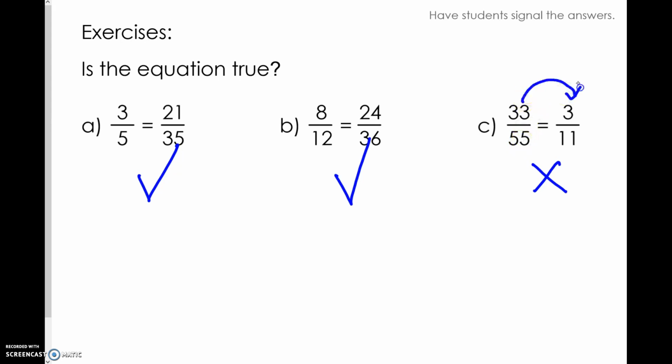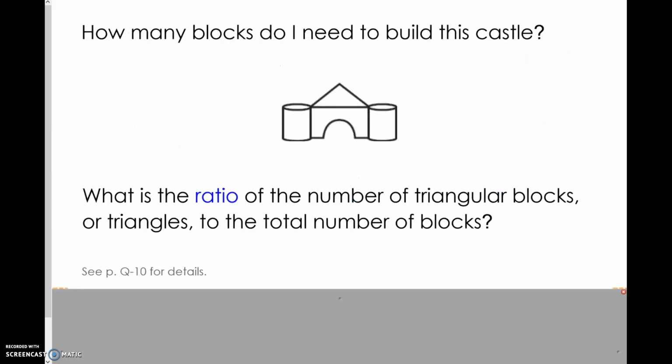33 to 3, we divide by 11. 55 to 5, we divide by 5. These numbers are not the same, therefore the equations are not true.